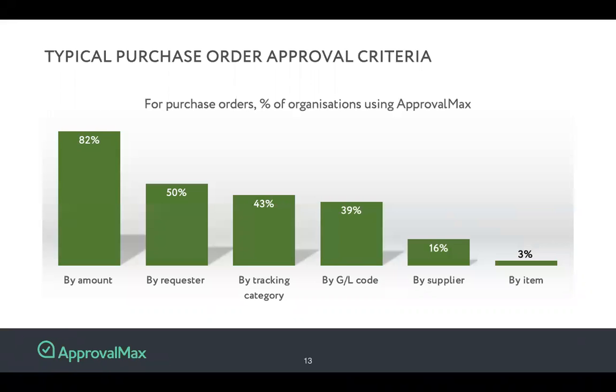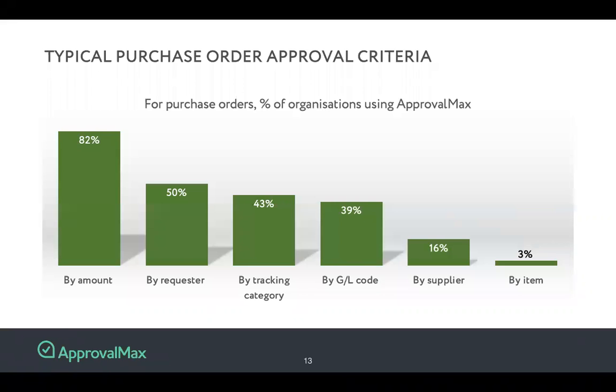So the most popular way to configure the purchase order authorization workflow is to use amount criteria. If a purchase order exceeds 4,000, for example, or 5,000 or 15,000, it completely depends on the rules, then it should go to a particular manager. That is by far the most popular way to organize the workflow.